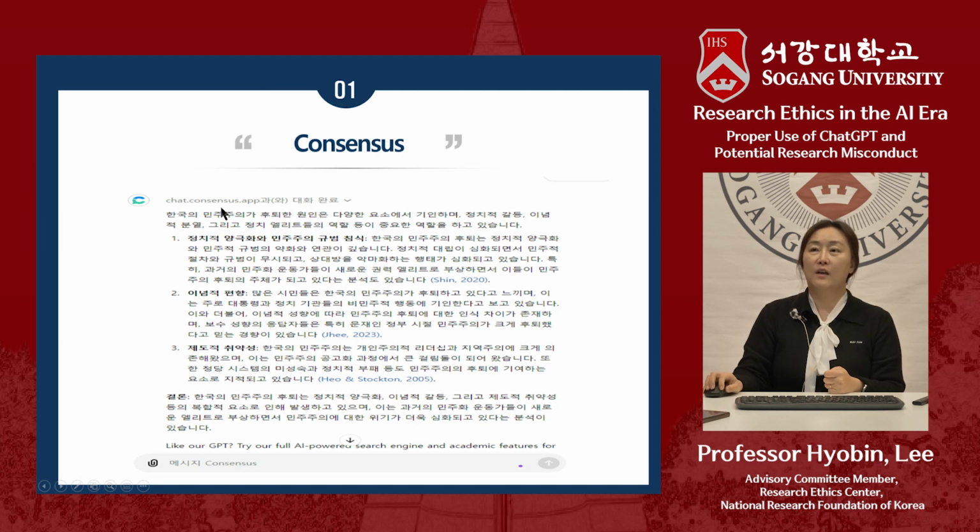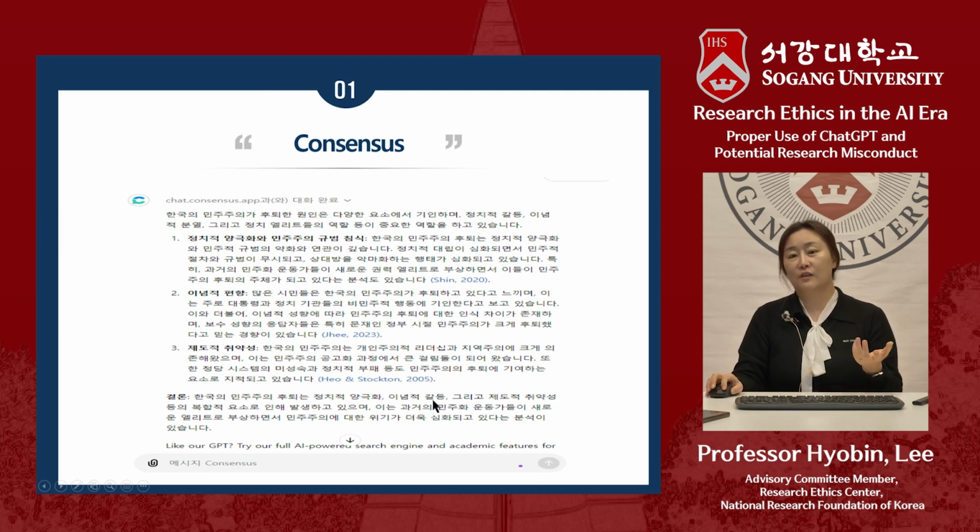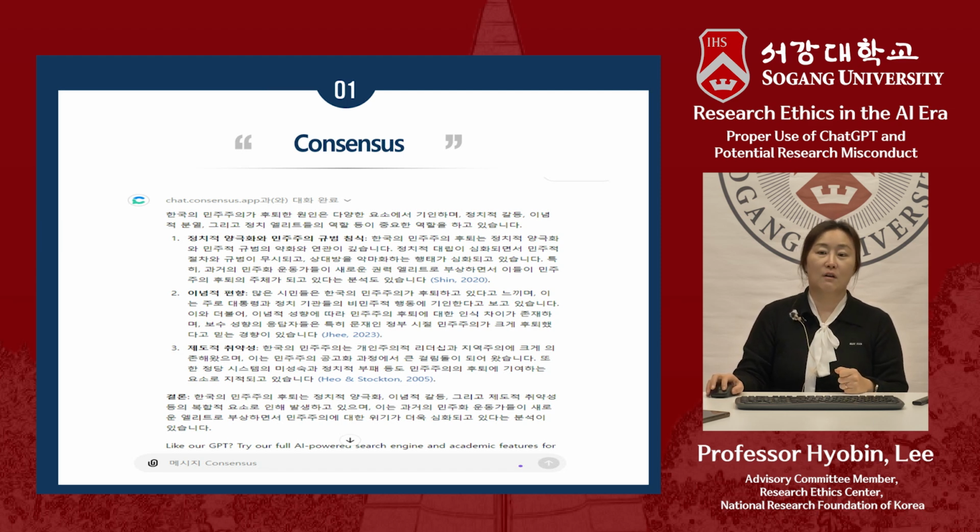We can say this answer is good, but I don't think so. I don't agree with what ChatGPT said. But with this answer, even though you don't agree, you cannot ignore it because it's already published. So when you use Consensus, you can use it this way.